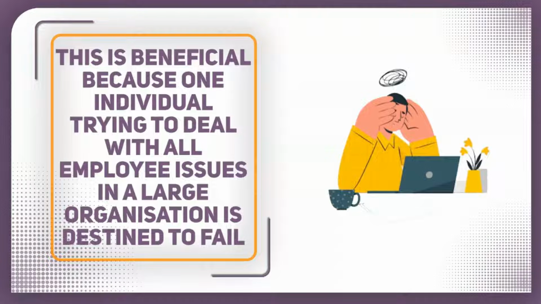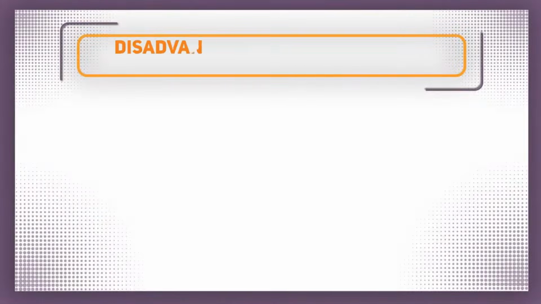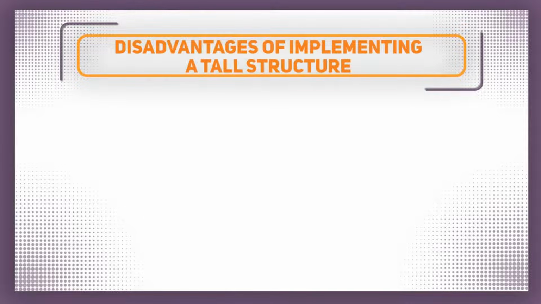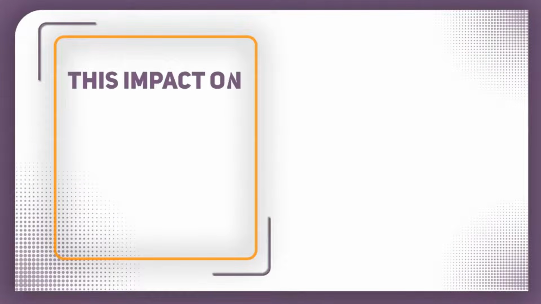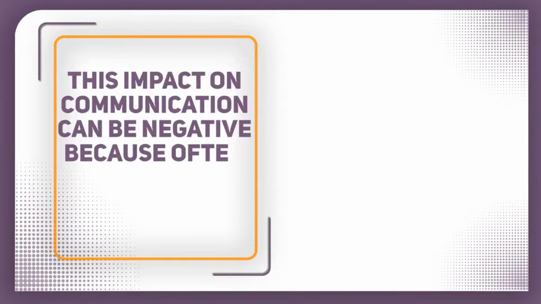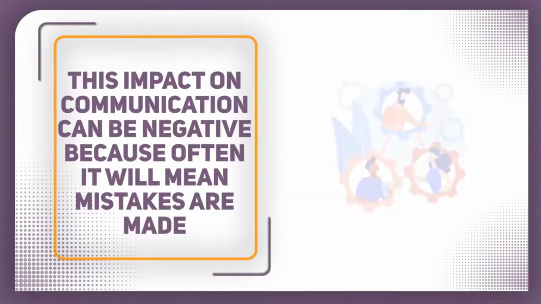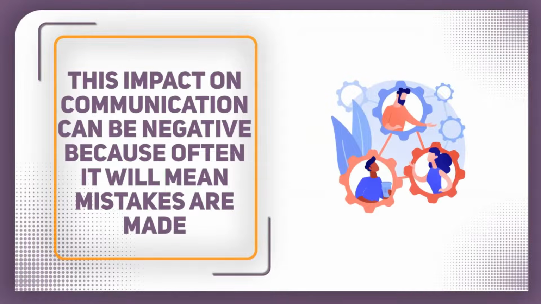Now it's time to flip the coin and take a look at the disadvantages of implementing a tall structure. Firstly, it can take a long time to share information from top to bottom, and this can be ineffective as there are so many layers for the information to go through. If the CEO wants the staff on the office floor to be doing something, they will have to tell their directors, who tell the managers, who tell the supervisors, and it goes on and on. This impact on communication can be negative because often it will mean mistakes are made, and this could lead to things such as damage to a business's brand.